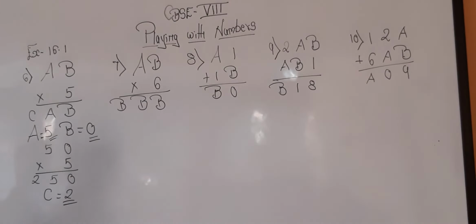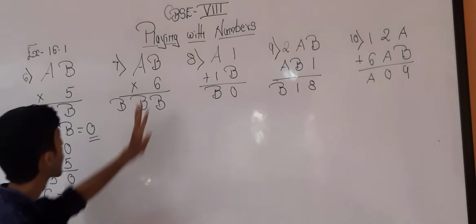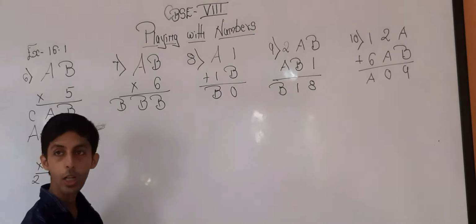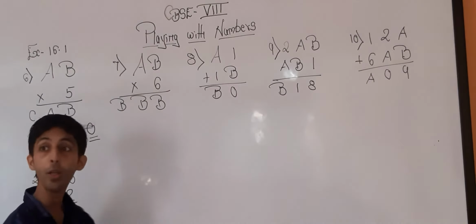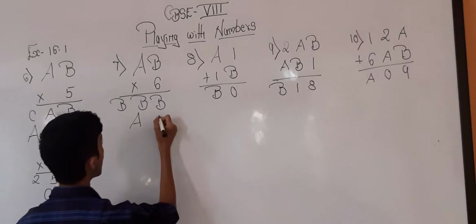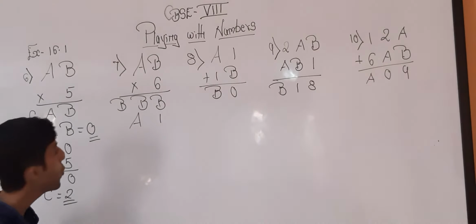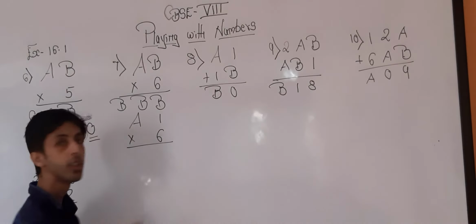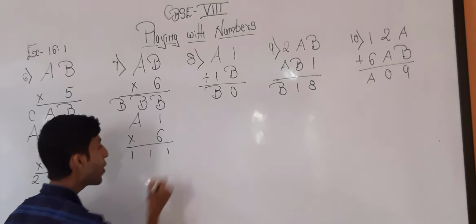Okay. Now, moving on to question number 7. AB multiplied by 6 will be equal to BBB. Means my B value, what I am taking over here, the same value should be over here. Now, listen. If I am taking the value of B as 1, the rest of the B values should also be equal to 1. So if I multiply it by 6, 6 1s are 6. I am getting 6 over here. Means my value should be equal to 1 1 1.